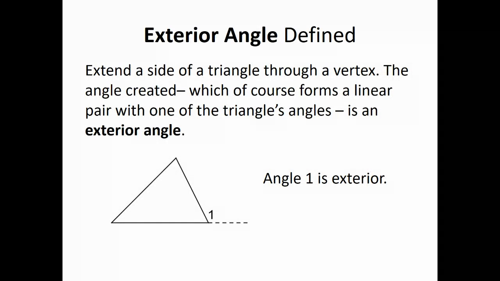So if you were to look at the diagram that's at the bottom here, we did create an extension of a side. That's the dash segment. The dash only indicates that this was in addition to the diagram. It has no other significance. And when we did this, we created an angle that formed a linear pair with one of the triangle's three interior angles. And that is angle number one. That's the angle created. So by definition, angle one is exterior.